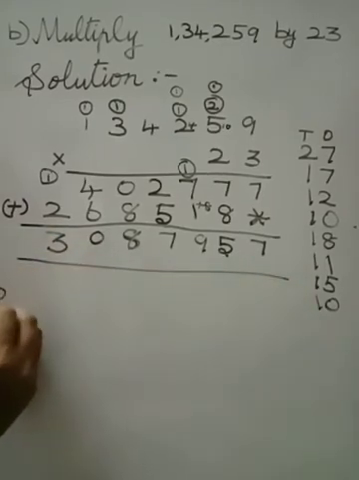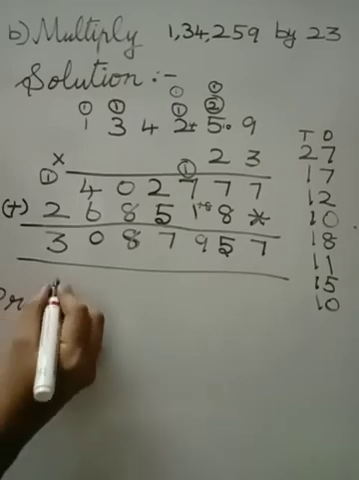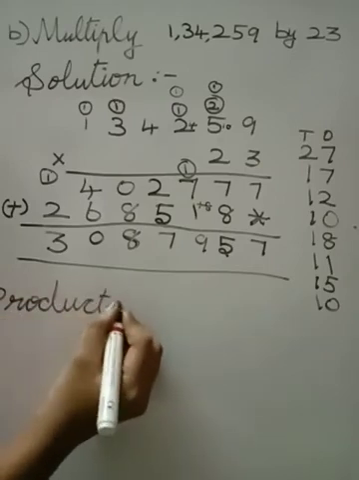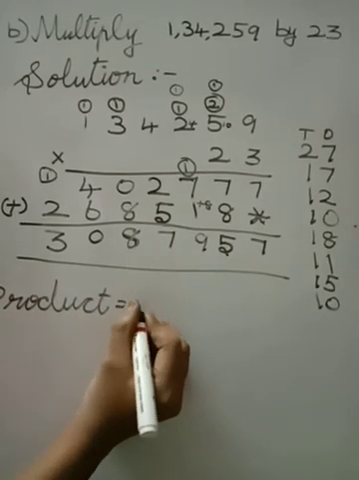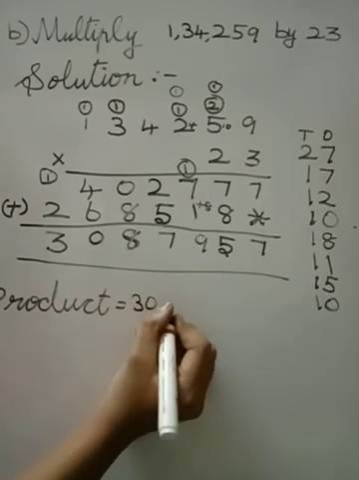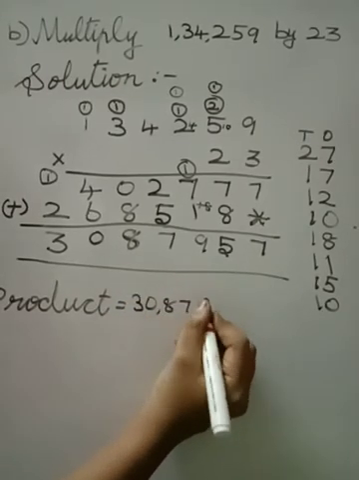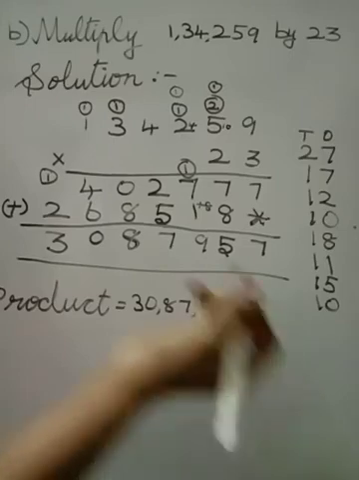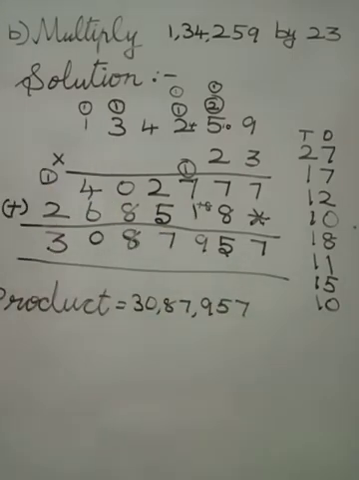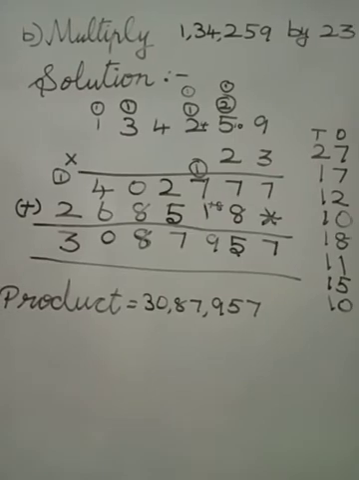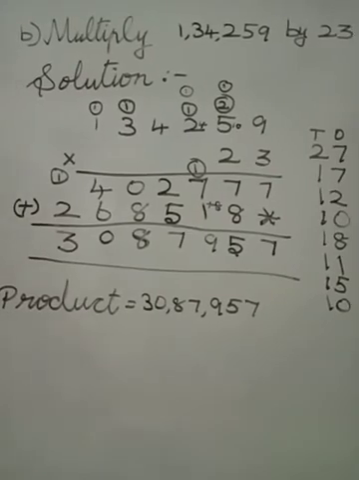Now you write the product. So product is equal to, it is 30,87,957 is the answer. Okay? So write it as the product. Now the final answer has been over.